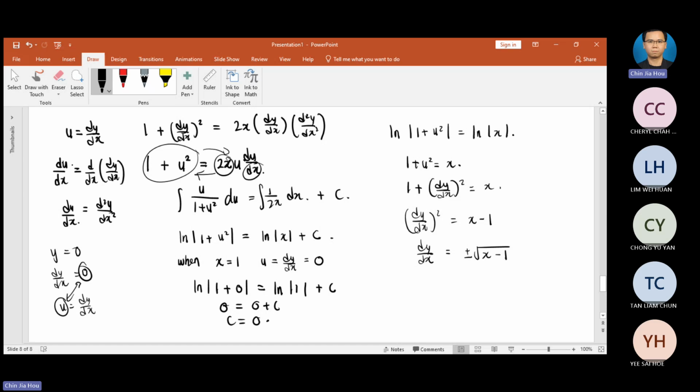By the way, not done yet. Let you digest a little bit, because halfway through, I already lost my direction. Now, the last step is I integrate the dy dx here. I integrate it and I get y equals plus minus 2 over 3, (x minus 1) to the power of 3 over 2, plus c.